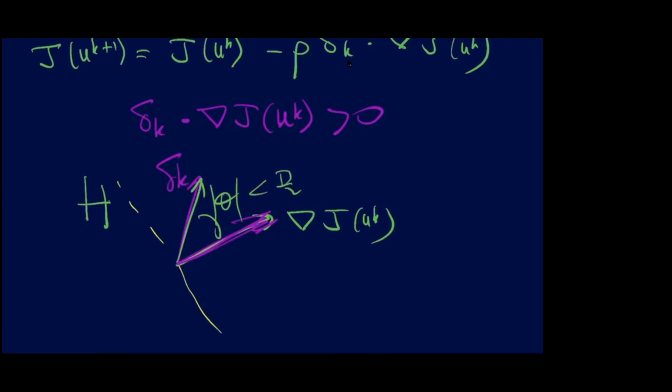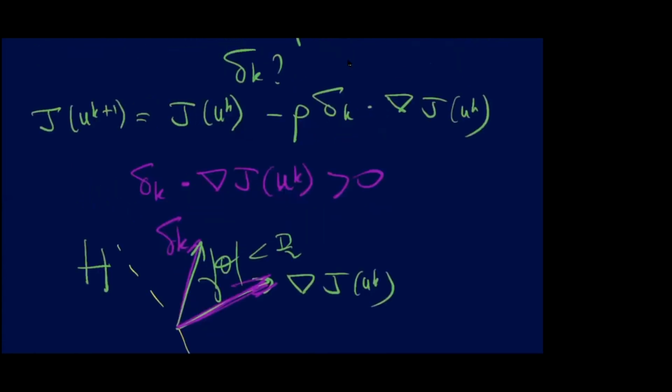Okay. Why do we call it steepest descent? Well, because among all the possible directions delta that make the scalar product with the gradient positive, of course, the most favorable direction is the direction of the gradient.